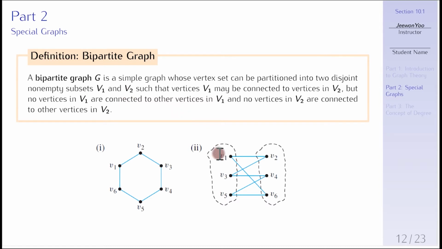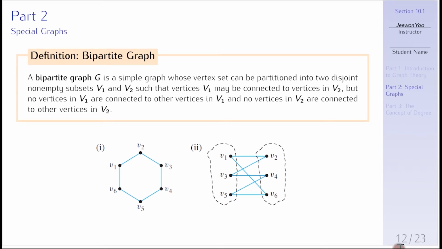Listen carefully. Elements in V1 may be connected to elements in V2. That's allowed. However, elements in V1 cannot be connected to themselves. Elements in V2 also cannot be connected to other vertices in V2. That's not allowed. As you can see, V1 is not connected to V3, V3 not connected to V5, V1 not connected to V5. They're not connected to each other in this disjoint set here. That's the only thing that you have to remember for a bipartite graph.